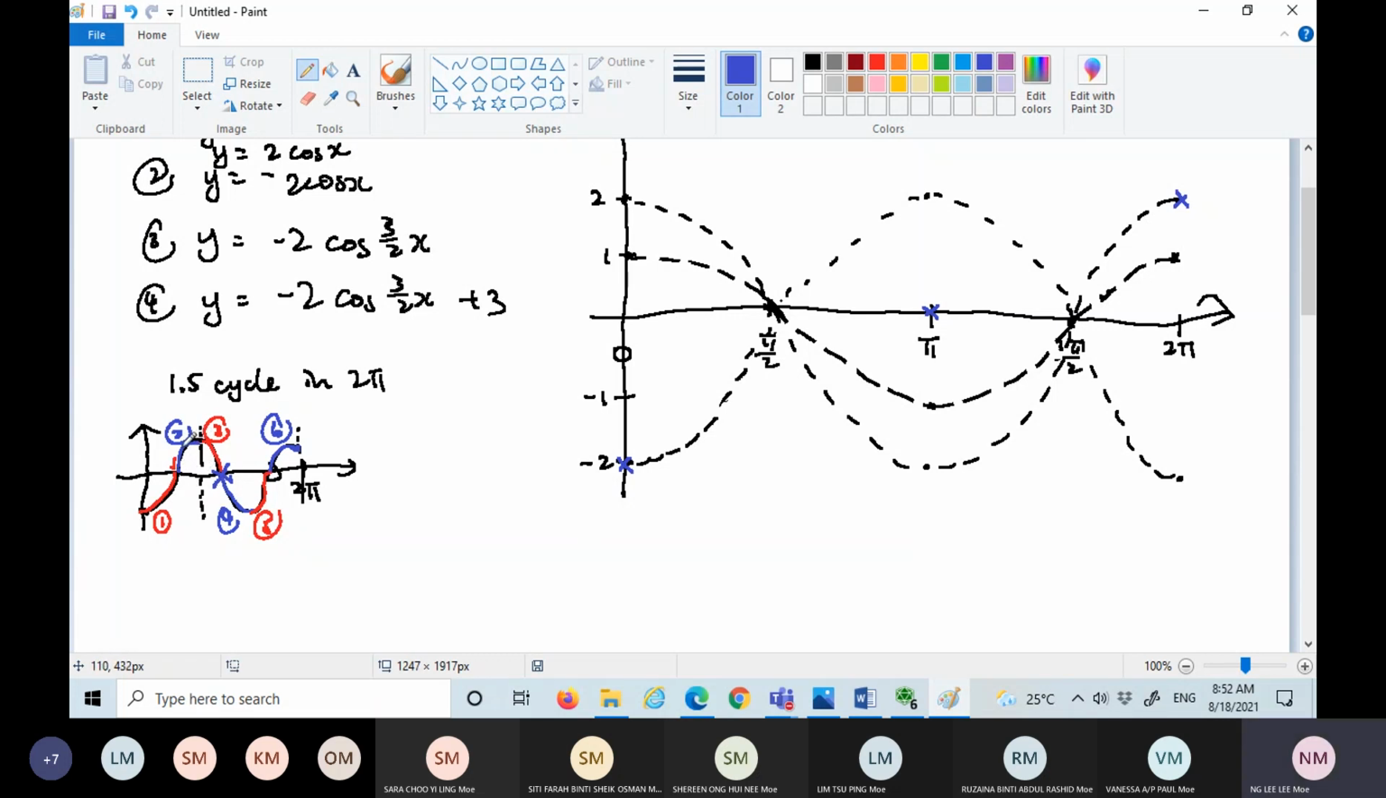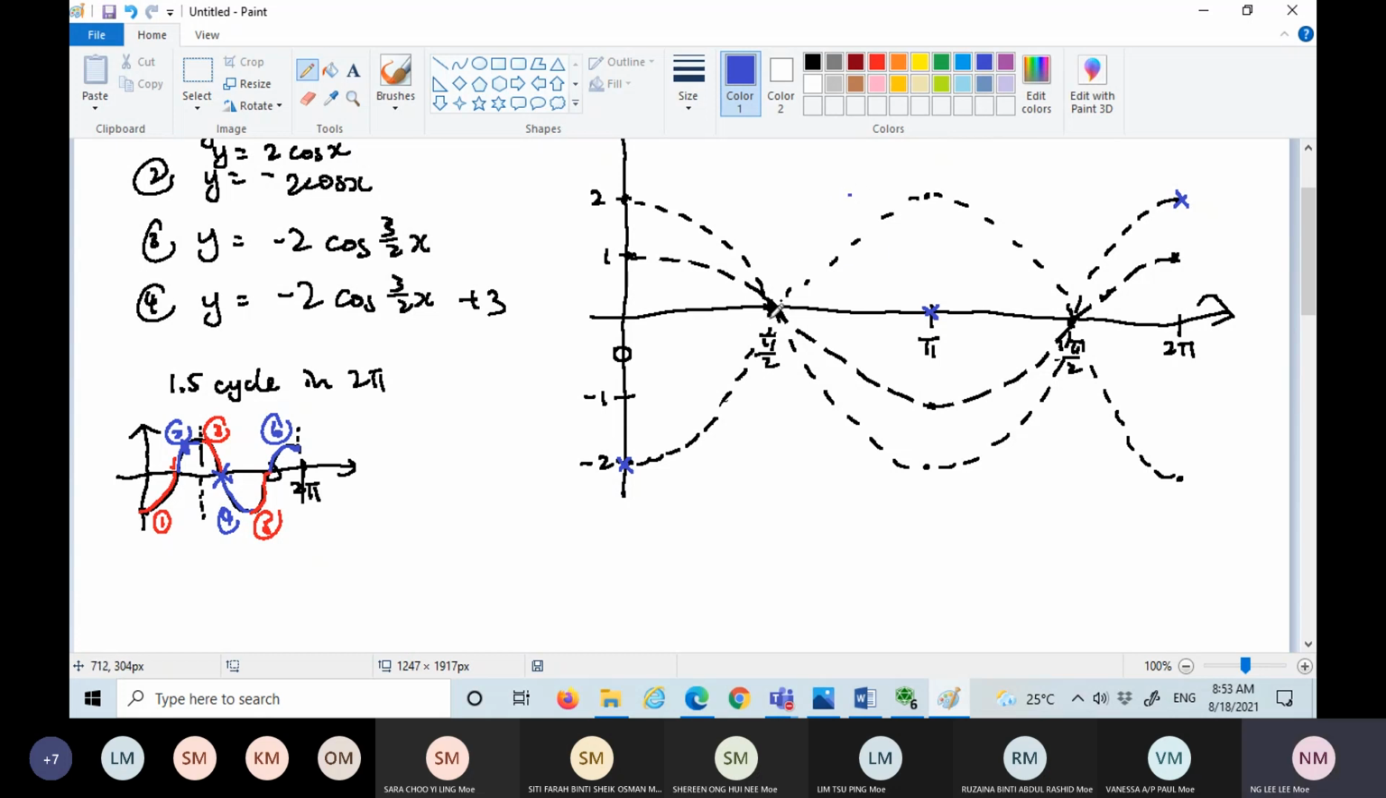1.5 how? 1.5 is here, around here, before it reaches the maximum. Very difficult. Before it reaches the maximum is where? Before it reaches 2. It means from here to here, you have to go up already and then go to the maximum and then come down. The maximum will happen around here.